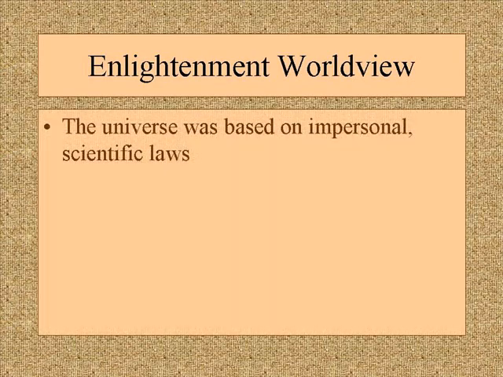As we look at the Enlightenment worldview, there are three basic concepts that we want to keep in mind. The first of these is that they believed the universe was based on impersonal scientific laws. So these laws were set into operation, they were fixed, and they wouldn't be changing on a day-to-day basis.